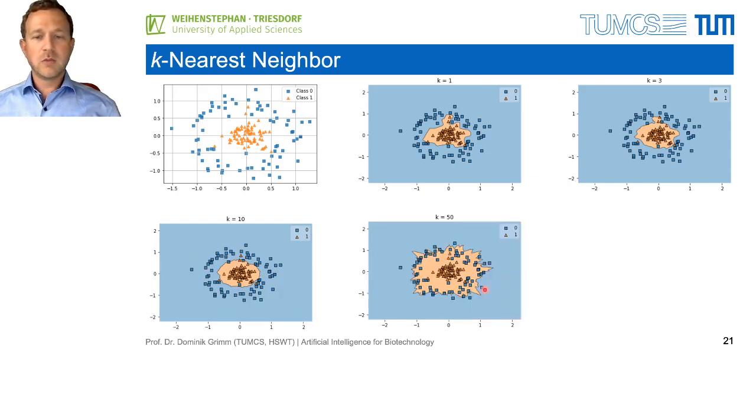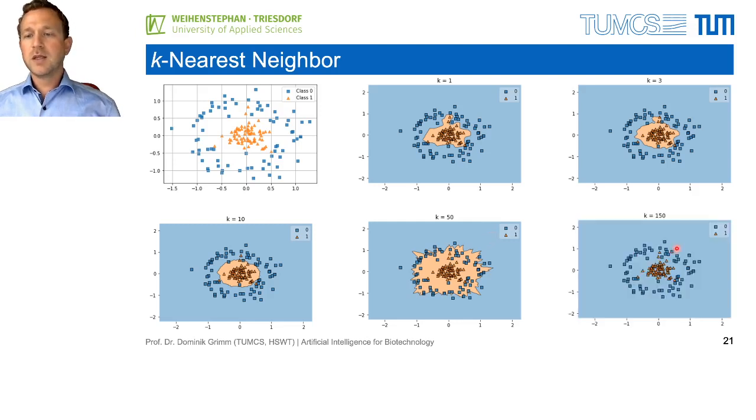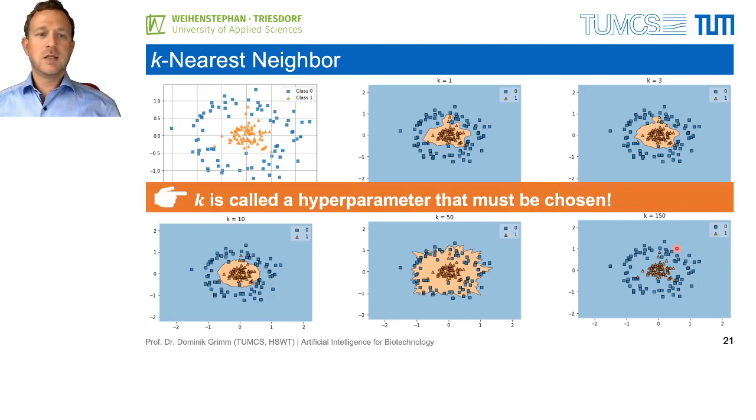If we select K equal to 50, so we look at the 50th closest point, then the decision boundary of our classifier gets even larger. And if we select K equal to 150, then we just do a majority vote. So we would then assign all the samples to either one or the other class. And this K is a so-called hyperparameter that has to be chosen by us, and how we choose this we will learn in the next lectures.